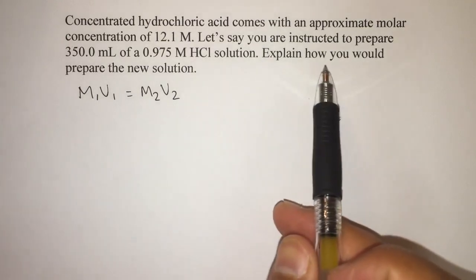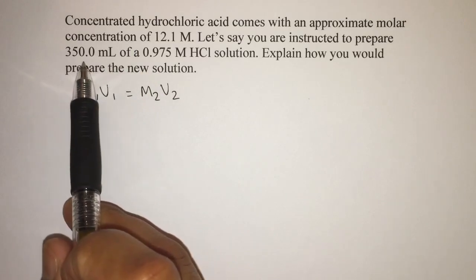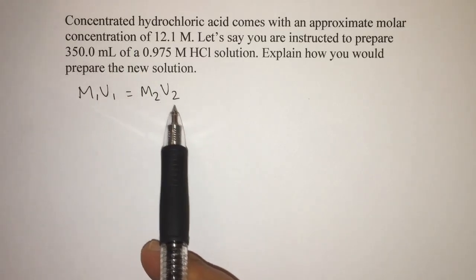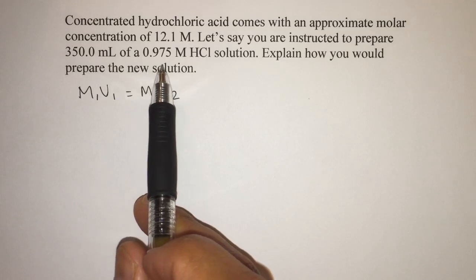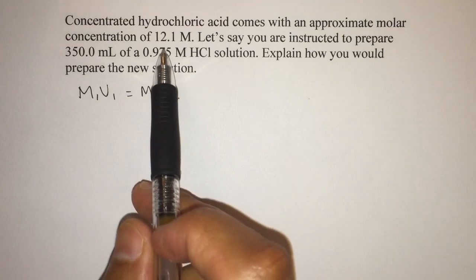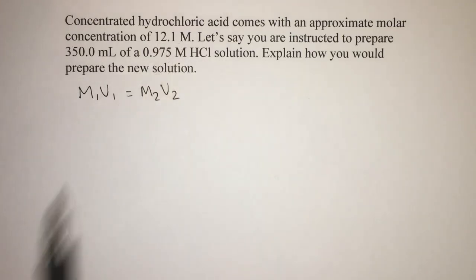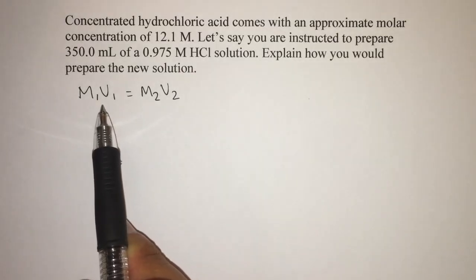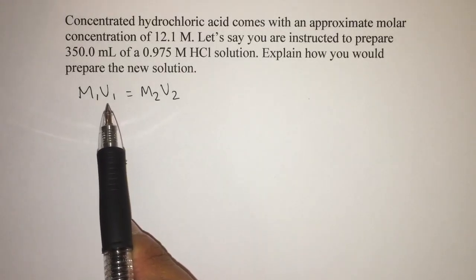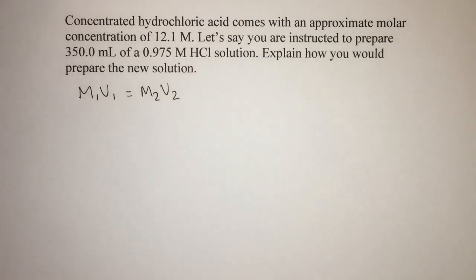So what's happening here is we're instructed to prepare, so this is going to be our new solution. The 350 mLs is going to be our V2. The 0.975 molar HCl will be our M2. And notice that our initial concentration is given to us. Our M1 is going to be our 12.1 molar. So how would we prepare this solution? Well, first thing is, let's go find our initial volume. How much volume of that 12.1 molar solution are we going to need?